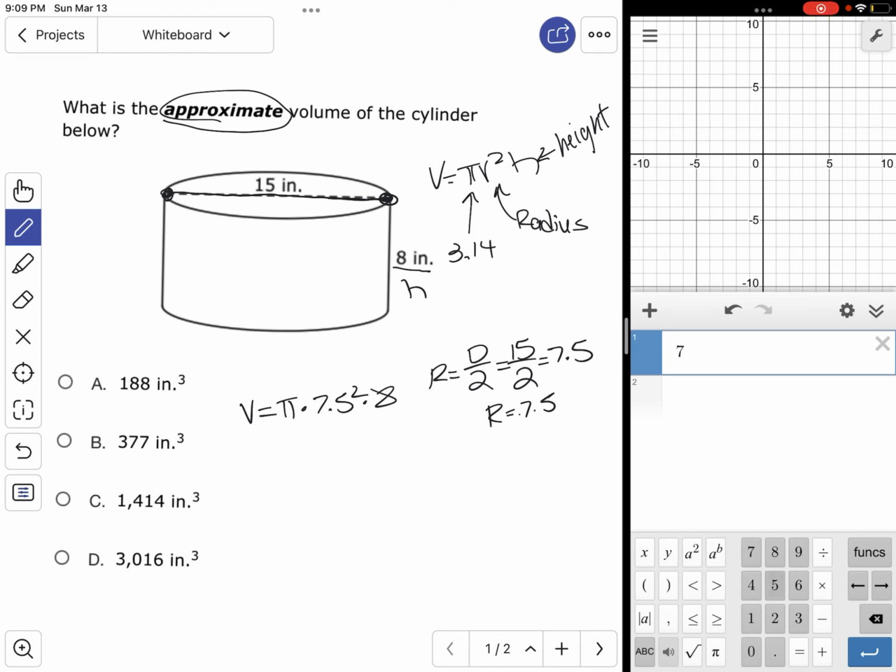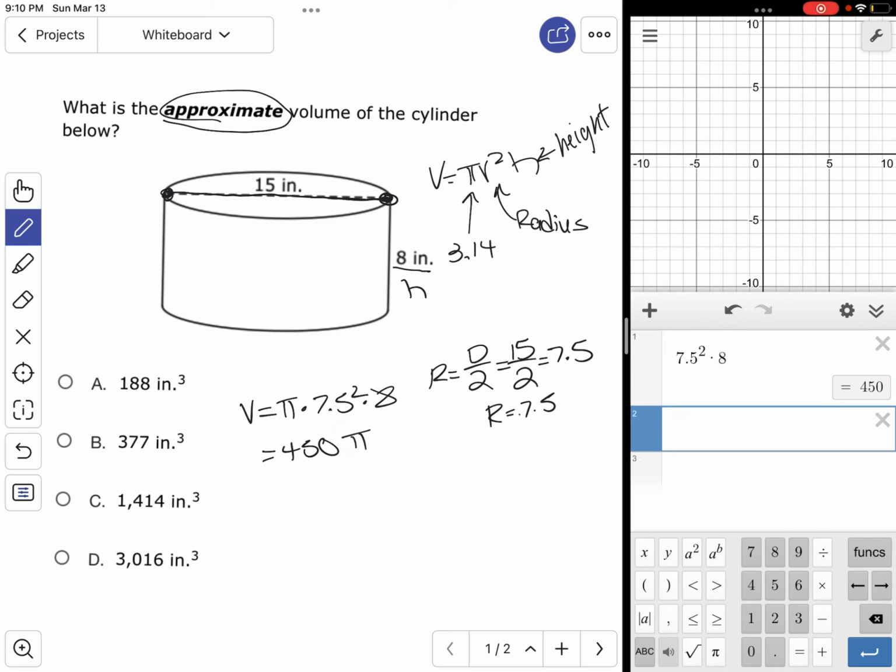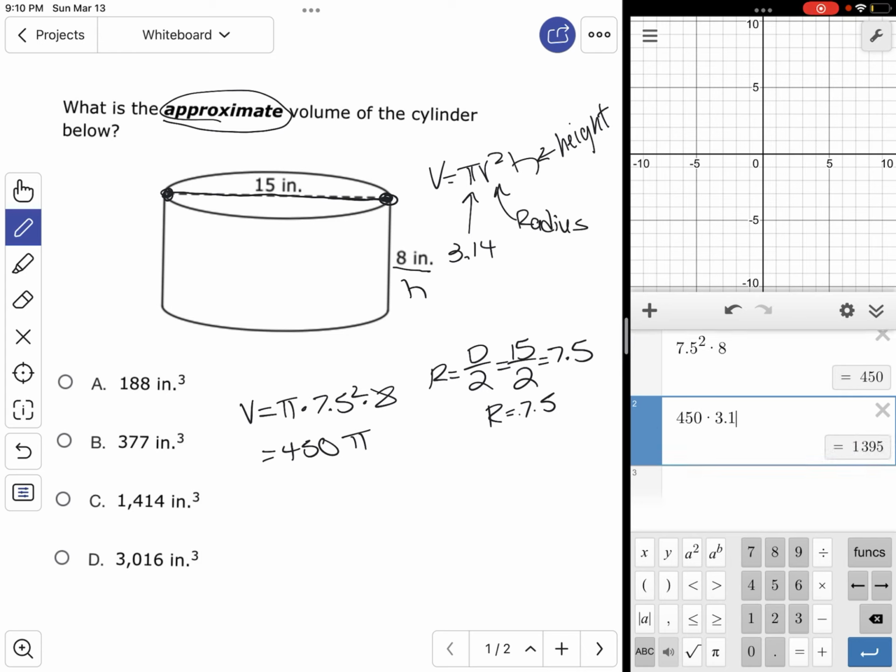We got 7.5 squared times 8. So that's going to give us 450 pi. Now we haven't used 3.14 yet, so let's include that now. So we got 450 times 3.14. And when we multiplied that, what we got was 1,413. Because we used pi, that gave us our approximation, and then we'll look at our choices and get the one that is closest, which is going to be answer choice C for us.